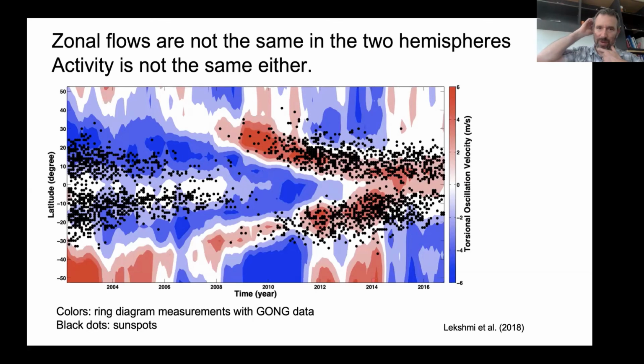Okay, but the point I wanted to make here is again that you have these time-dependent zonal flows, and again they're following the latitudes of activity. The black spots here, sunspots. Again, as the active latitudes drift down to the equator, there's an associated pattern in the east-west flows that follows that drift.